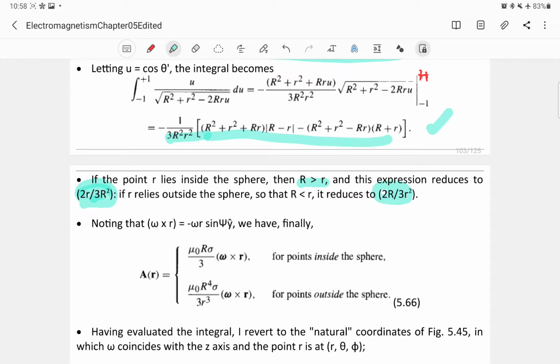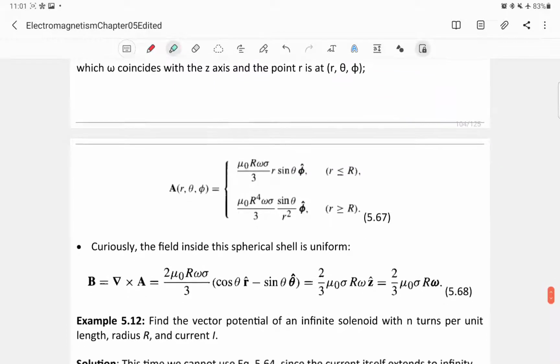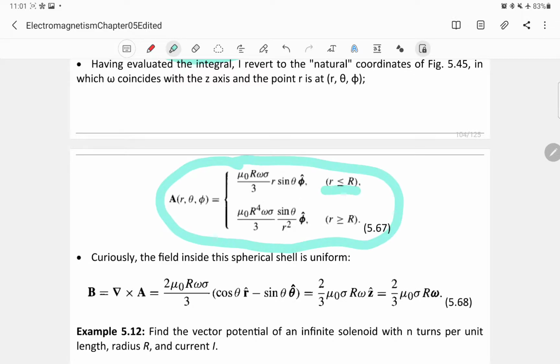So finally your vector potential will have this form, where your omega cross r is just equal to this. So replacing the omega cross r, we will have finally our vector potential in terms of the natural coordinates. Here is our vector potential. For inside the sphere, it is this one, and for outside the sphere, it's this one.